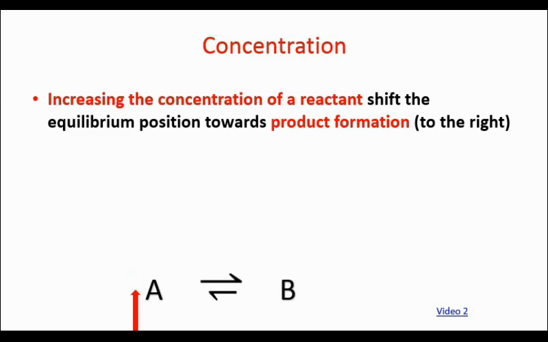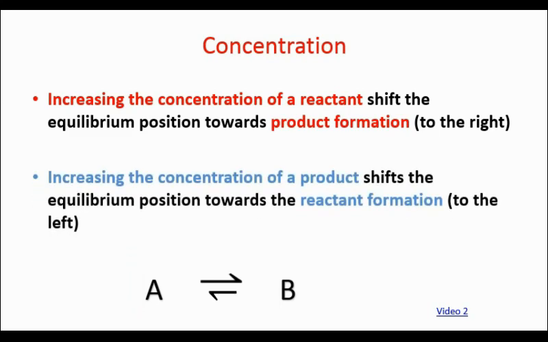And increasing the concentration of a product will shift the equilibrium position towards the reactant formation, which is to the left. Let's look at the example. Increasing the concentration of product will shift the equilibrium position towards the reactant formation, to the left.